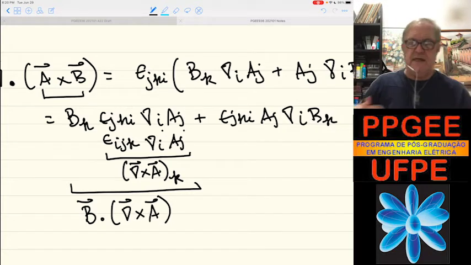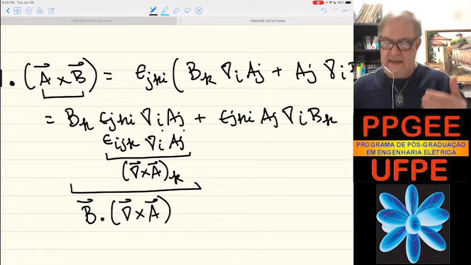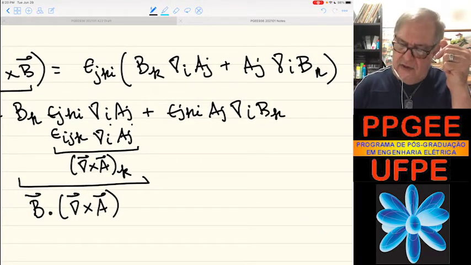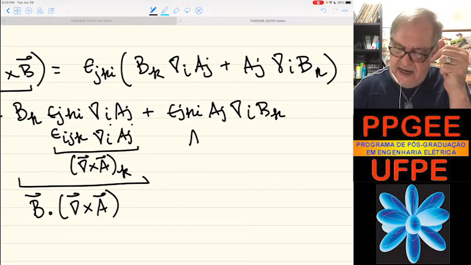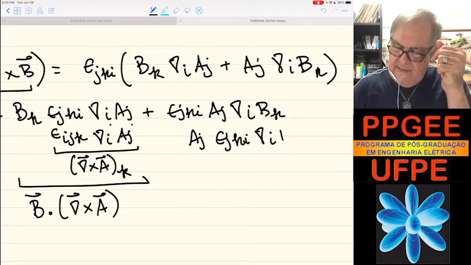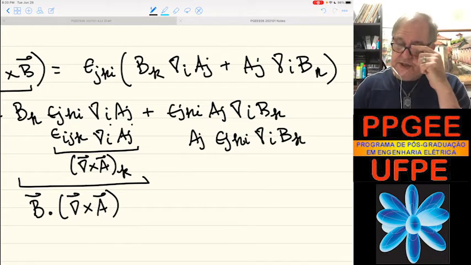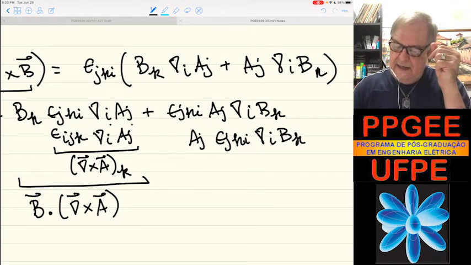So we have to make the sum. Recall that I'm doing a sum. Here, on the other hand, I have a_j epsilon_jki nabla_i b_k. So I'm going to change j and i here.